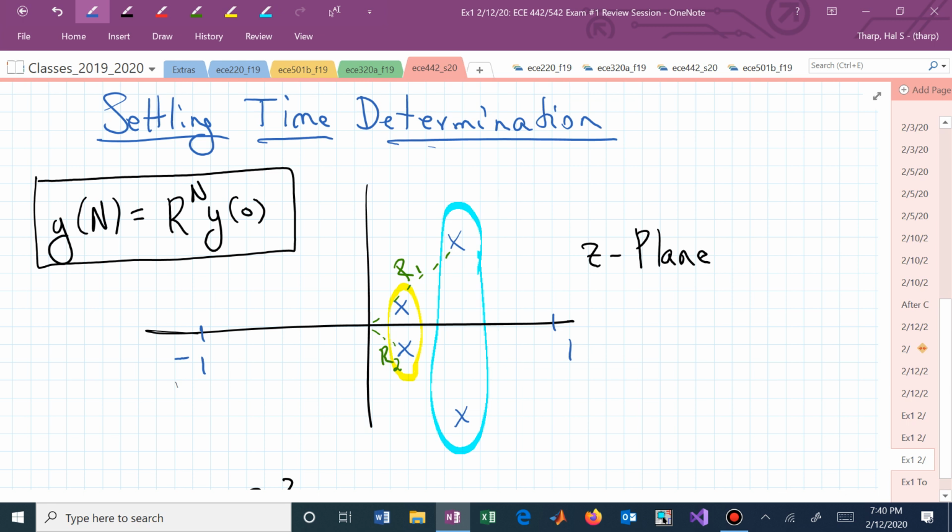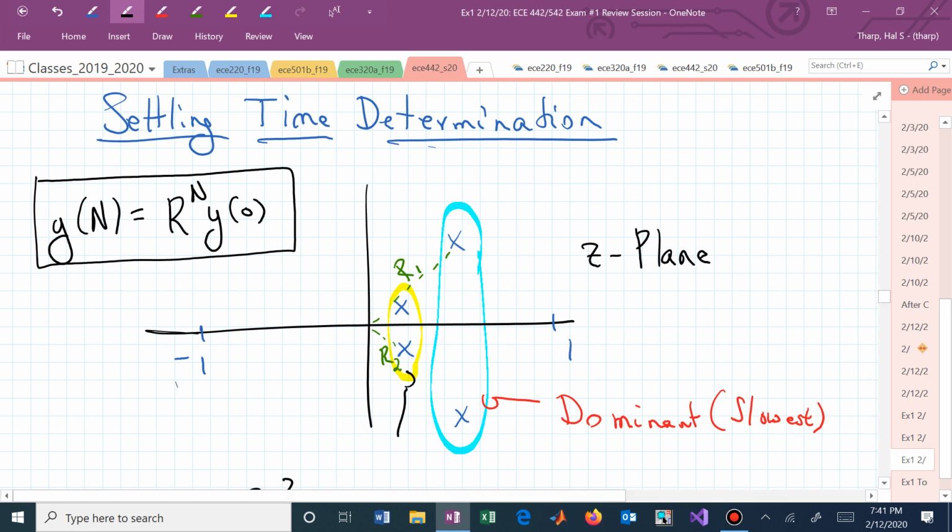Plug in numbers, but here the dominant poles are the poles that are closest to z equal 1. The poles that are closest, in fact, to the unit circle. These are the dominant, or the slowest poles. And this is the fast.